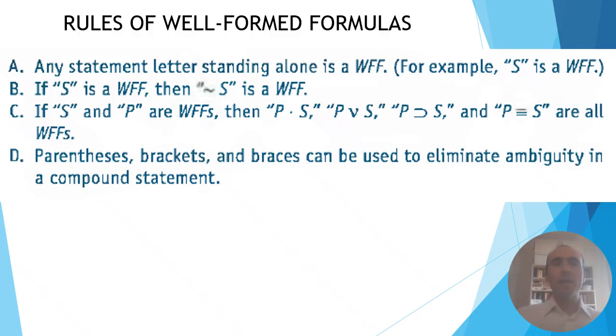First, any statement letter standing alone is a well-formed formula. For example, S is a well-formed formula. Second, if S is a well-formed formula, then tilde S, the negation of S, is a well-formed formula. Third, if S and P are well-formed formulas, then P dot S, P wedge S, P horseshoe S, and P triple bar S are all well-formed formulas. Fourth, parentheses, brackets, and braces can be used to eliminate ambiguity in a compound statement.